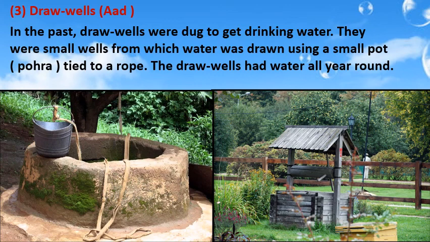They were small wells from which water was drawn using a small pot that is called pohara tied to a rope. The draw wells had water all year round. When the tap water system was introduced, the draw wells went out of use and many were sealed.